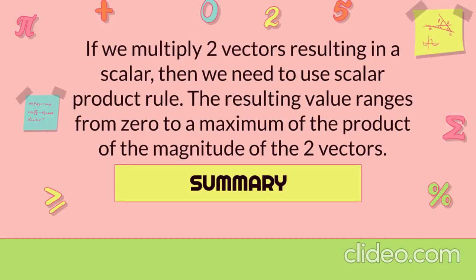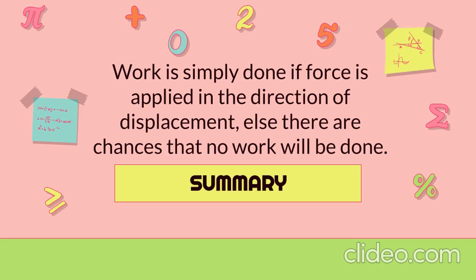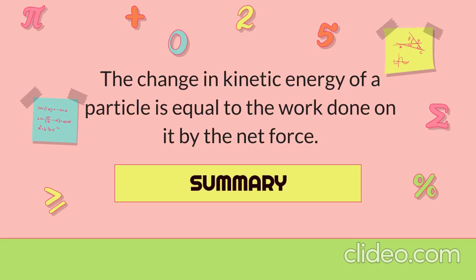Let's summarize the learning now. If we multiply two vectors resulting in a scalar, then we need to use the scalar product rule. The resulting value may range from 0 to a maximum of the product of the magnitudes of the two vectors. Next, work is simply done if force is applied in the direction of displacement. Else, there are chances that no work will be done. Finally, the change in kinetic energy of a particle is equal to the work done on it by the net force.